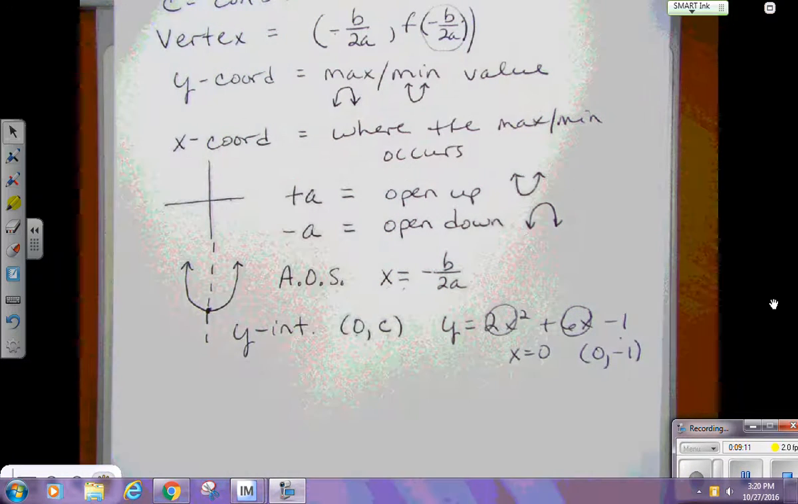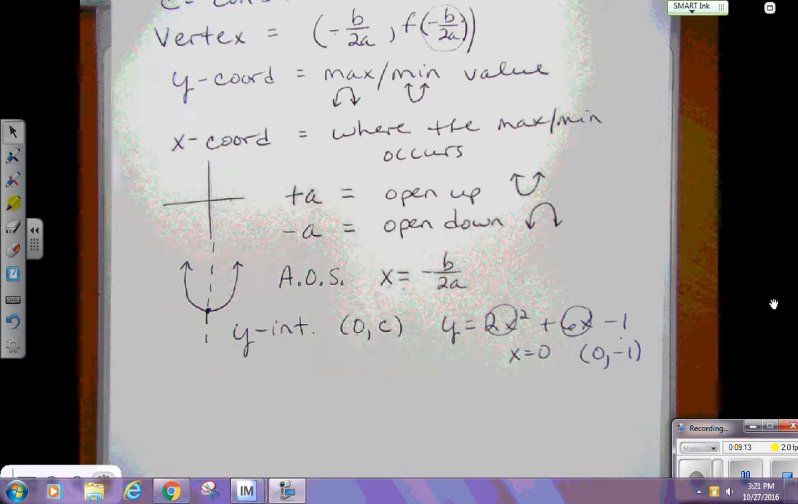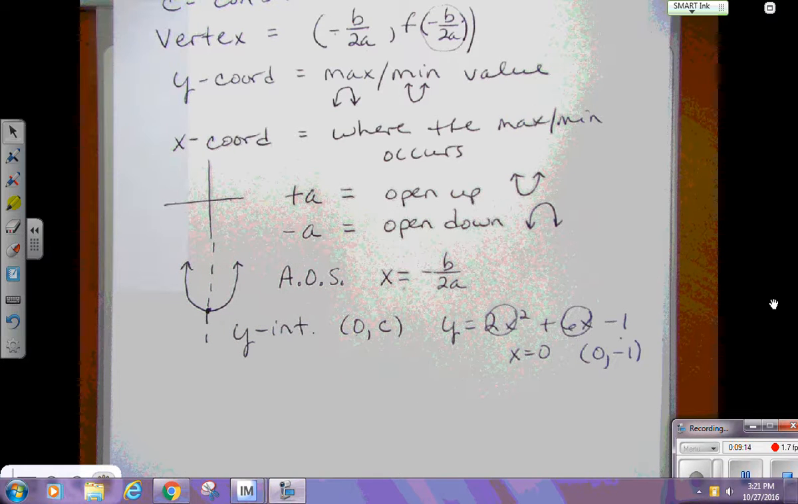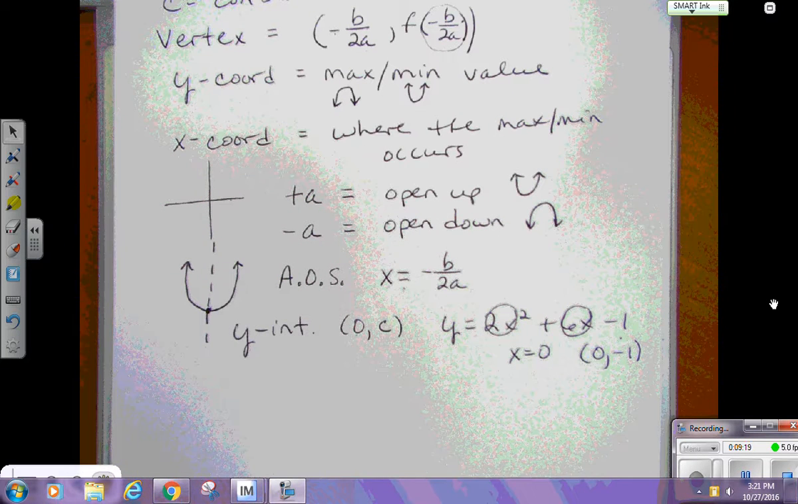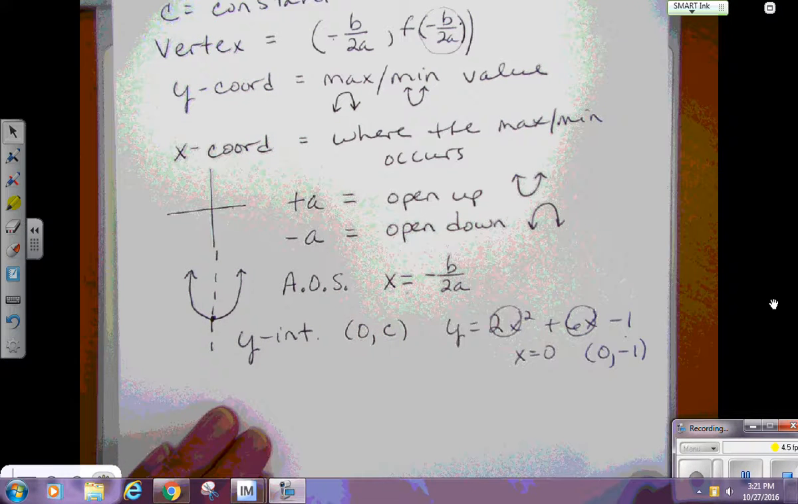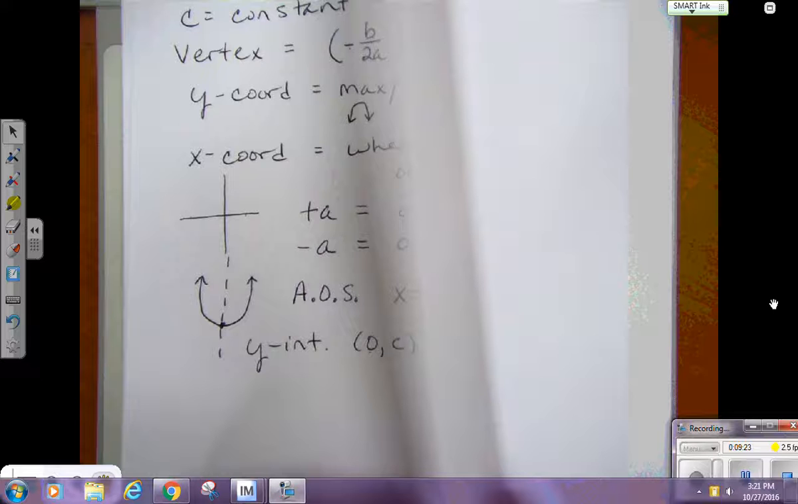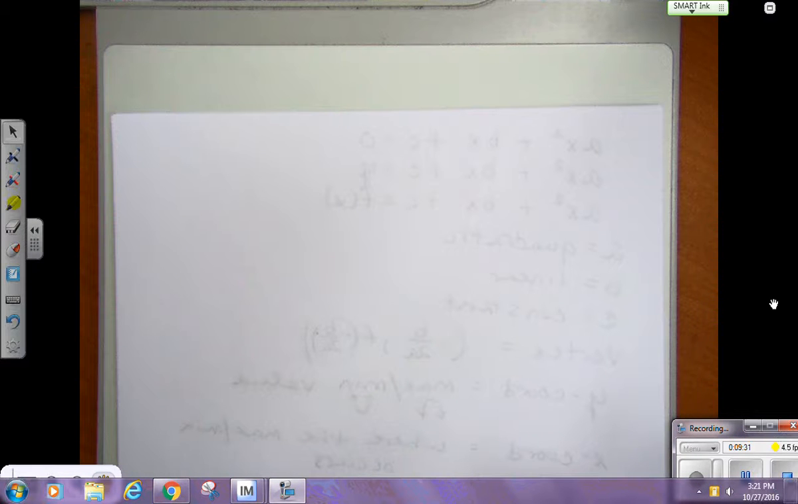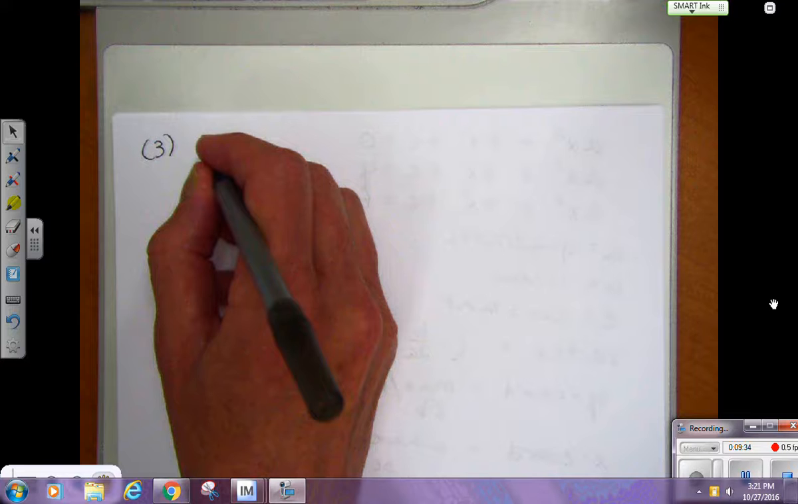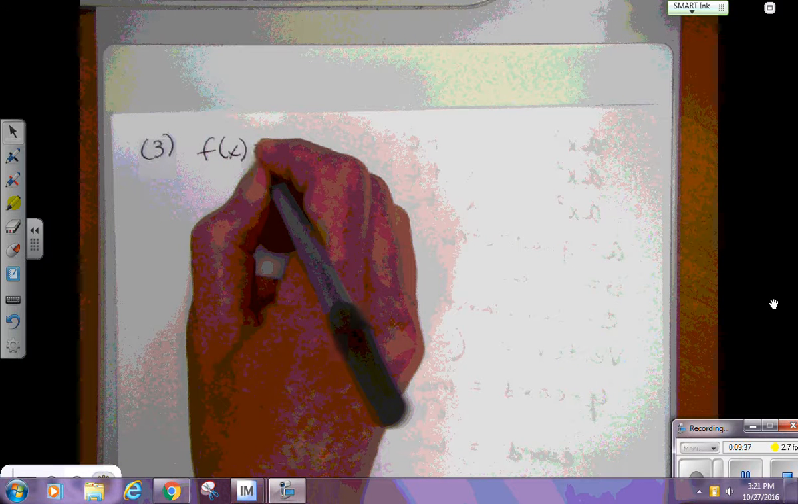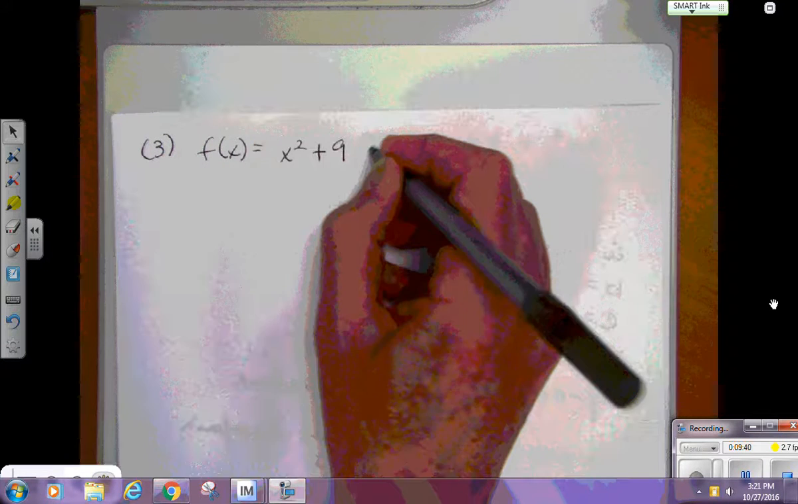All right, so let's do an example. Let's look at number 3. Let's work that one out. I'm going to change papers. Okay, so number 3, f of x equals x squared plus 9 minus 6x.